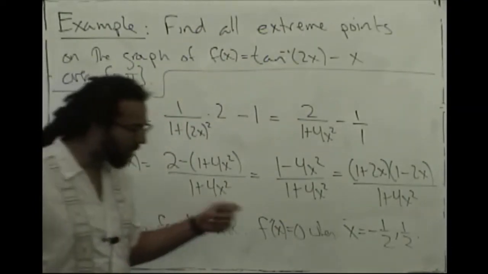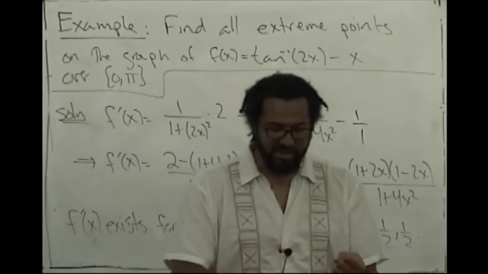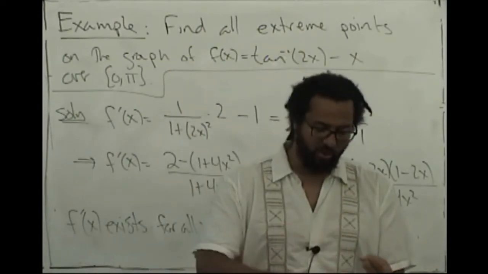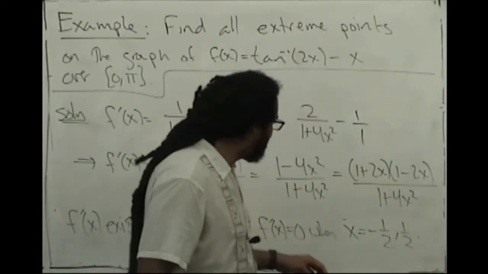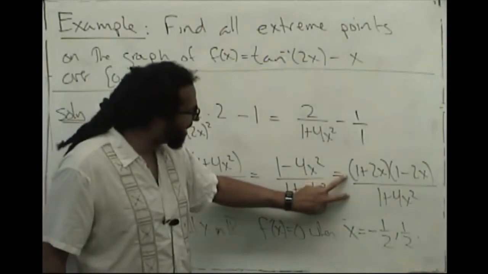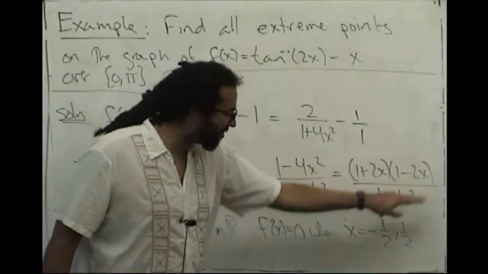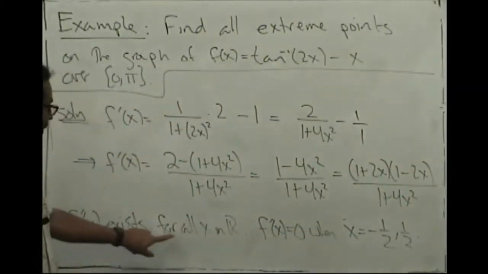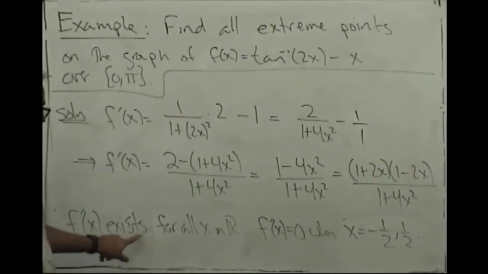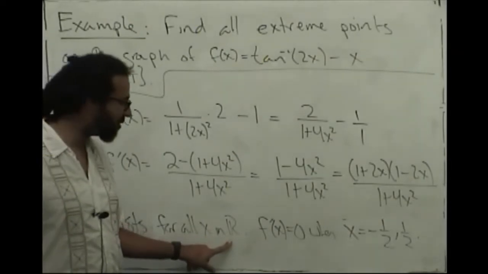So what are the critical values? It's where the derivative does not exist or where the derivative is 0. So this thing is a rational function and the bottom is never 0. That means the derivative exists everywhere. So f prime of x exists for every x in the real numbers.